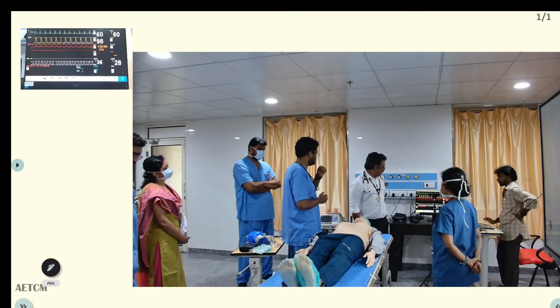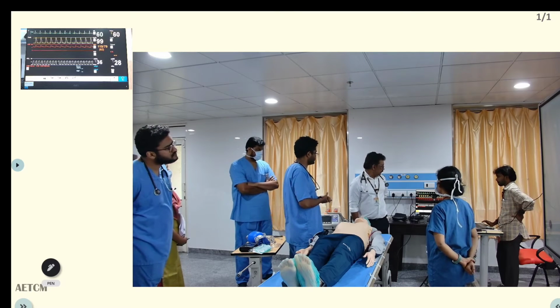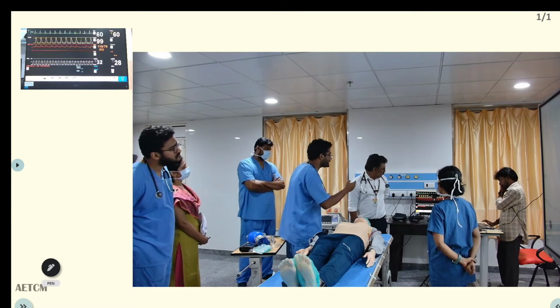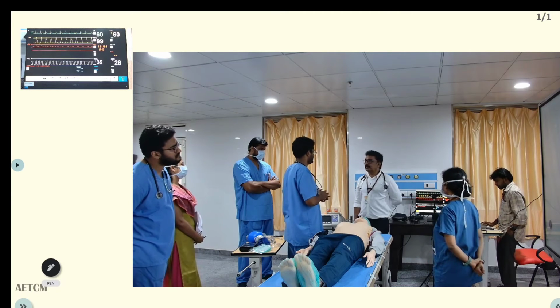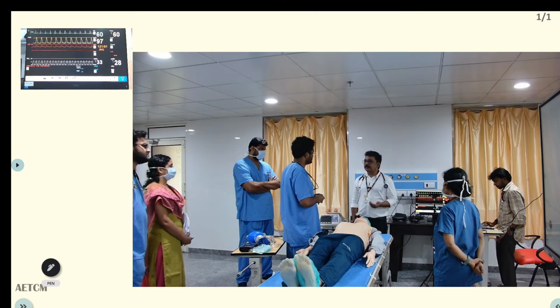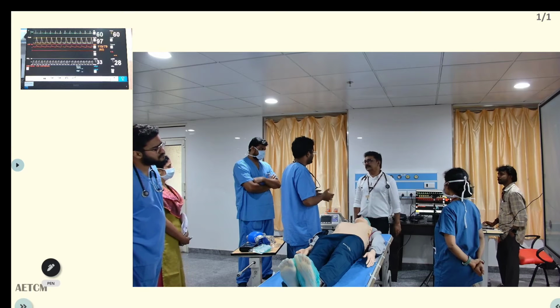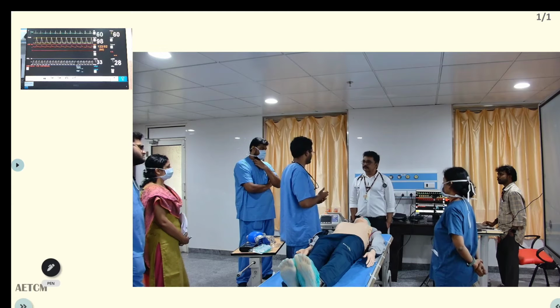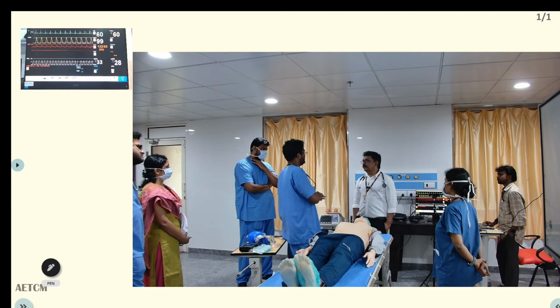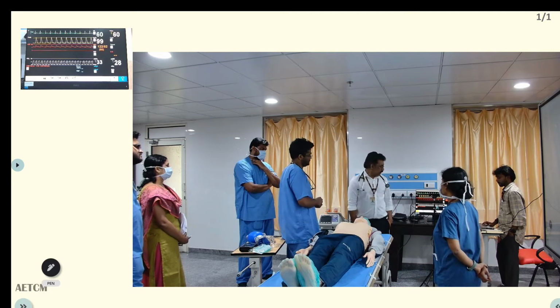Is the rate still the same? Right now it is normal. Suppose the patient does not improve with your second dose of adenosine, what is the next choice? We can try beta blockers if the patient does not have any comorbidities, and we can also try amiodarone.